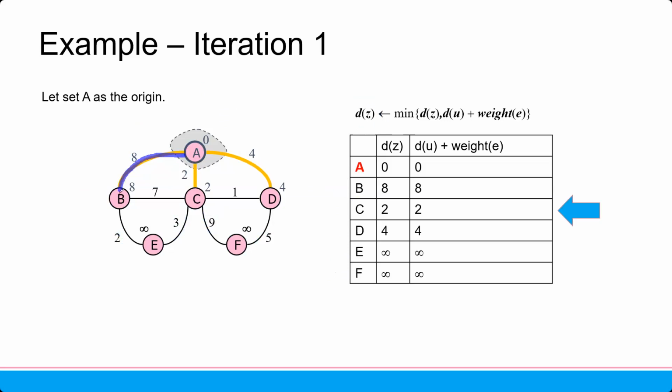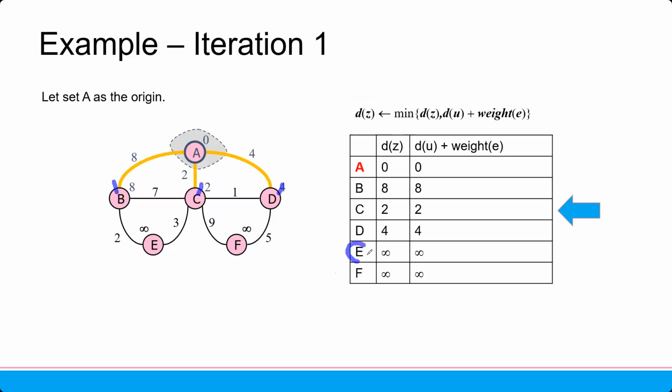From A to B, we know from this x, the distance is 8. From A to C, we know the distance is 2. From A to D, we know the distance is 4. What about the distance from A to E? Okay, so there is no direct edge. Because there is no direct edge, we need to calculate maybe from B, from C, from D. So we will calculate it later.